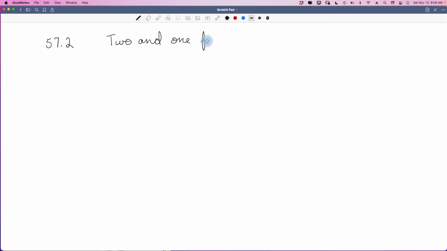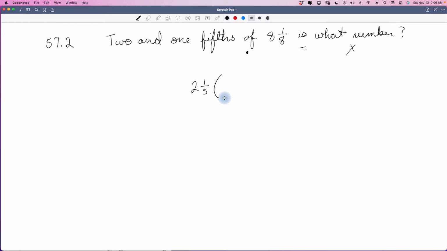2 1/5 of, remember that's our multiplication, 8 1/8 is what number? Ooh, they changed it around on us just a little bit this time. All right, so this is our equal sign, this is our x, this is our multiplication. So 2 1/5, and we're going to multiply that times this. So we're going to use parentheses just because I like parentheses. It's easier to me. Equals x.